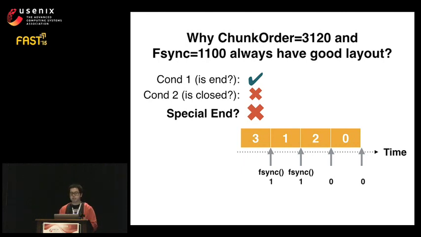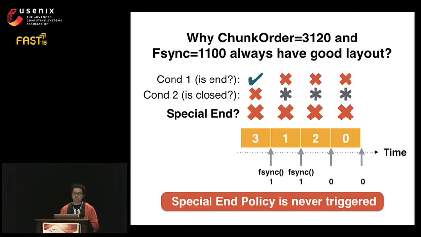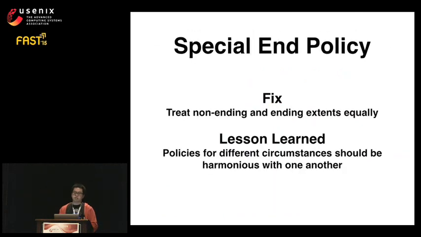And for the rest of the chunks, condition 1 is always false. That's because they are not the end of the file. So no matter whether condition 2 is true or false, the special end policy is never triggered for these chunks. So this policy is never triggered for this file, and we can get good layout by avoiding this policy in this case. So to fix it, we simply treat the file end and the rest of the file equally. And from this issue, we have learned that policies for different circumstances should be harmonious with each other.